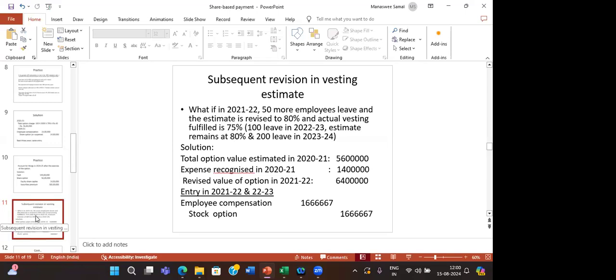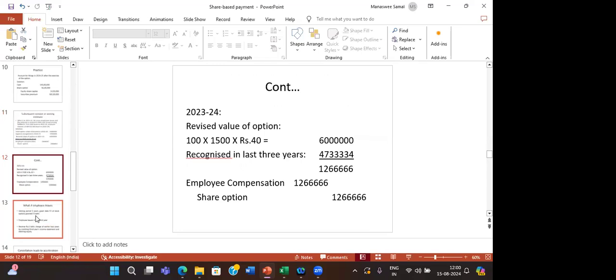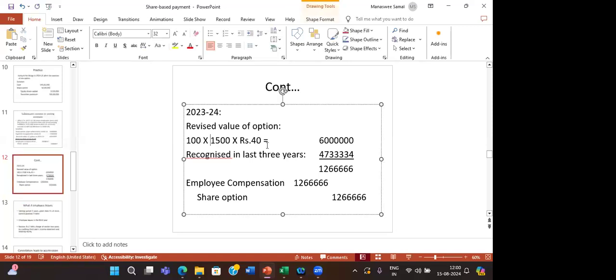Done. If you go to the last year, then 75% out of 2,000 are actually vested. So the number of employees is 1,500. So 1,500 into 100 into 40, total options value is 60 lakhs. And already in the last 3 years, we have charged our P&L to the extent of 47,33,330. So the balance to be charged to the P&L in the last year is the remainder figure, 12,66,666. So as on that date, the share option outstanding would be 60 lakhs under equity.